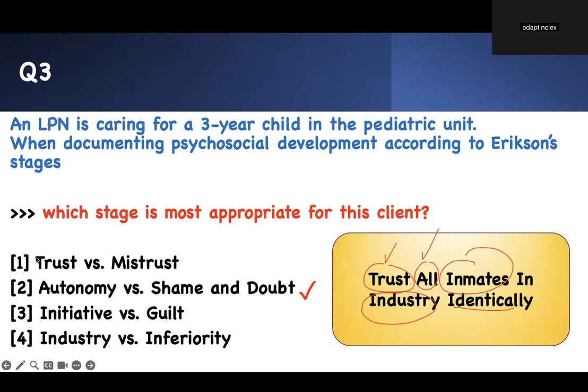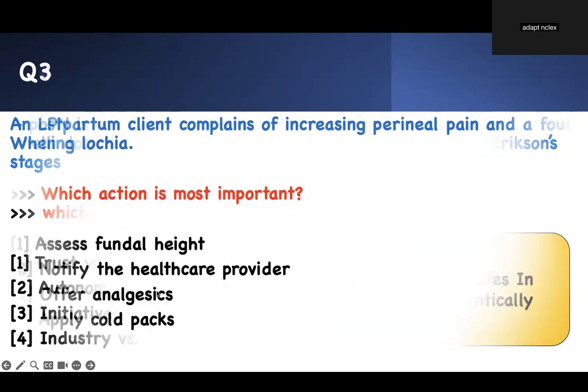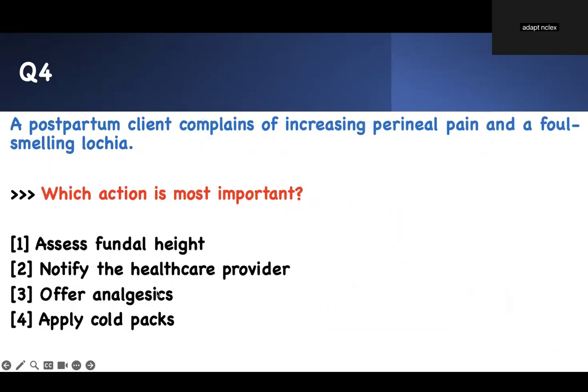This is the key to answering questions relating to Erikson in the first 5 stages. Very, very important. And I want you to write this mnemonic down. Number 4, which action is most important? This is prioritization. It's very important in your test. Very important that you know prioritization. A postpartum client complains of increasing perineal pain and a foul smelling lochia.